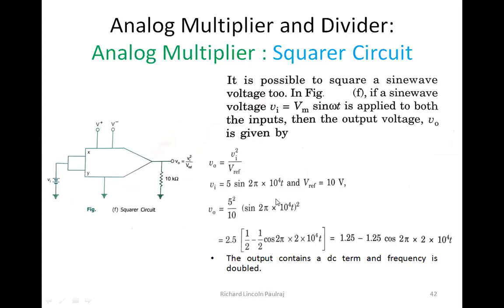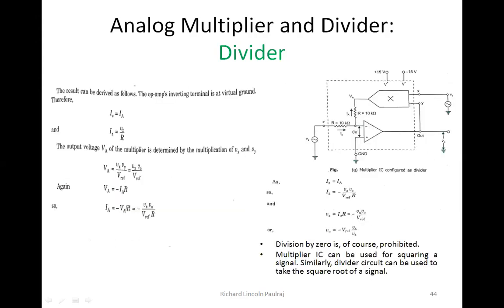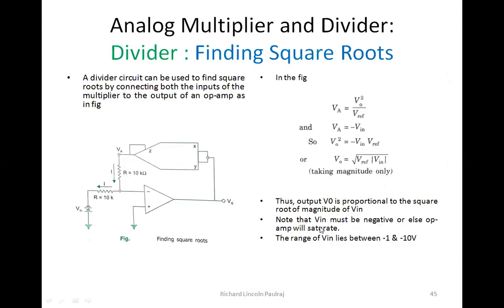The next thing that we saw was the divider. We were able to perform this divider function with the help of an op-amp and multiplier circuit. The inputs given here were Vx and Vz, so my V naught was actually Vz divided by Vx, with a minus sign because it's connected to the non-inverting terminal. We saw some equations, substituted the value of I, and were able to get this final equation.